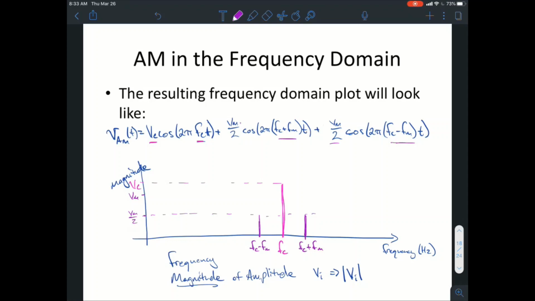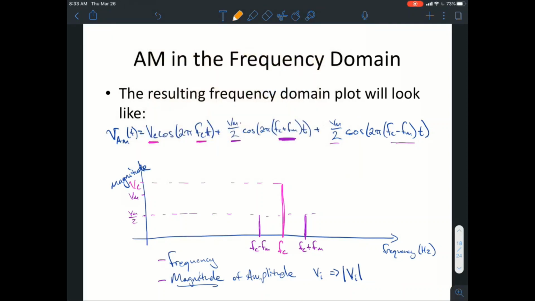We're going to look for those key components of frequency and magnitude, and then we're just going to make sure that each frequency is plotted with its corresponding magnitude. So in this case, maybe I should have used different colors, we have V sub c paired with F sub c. We have F sub c plus F sub m paired with V sub m over 2.